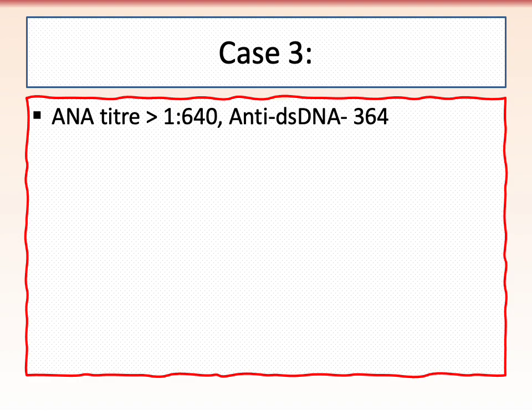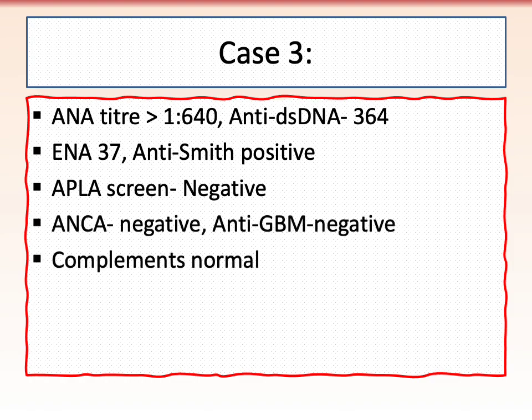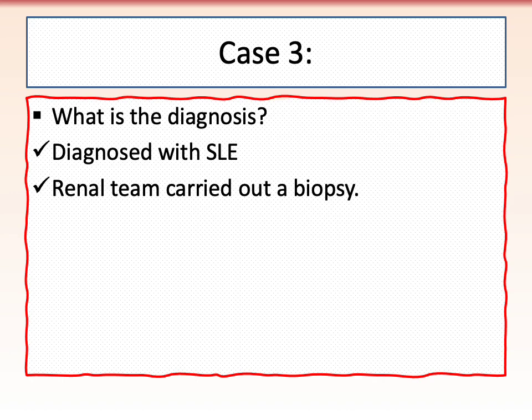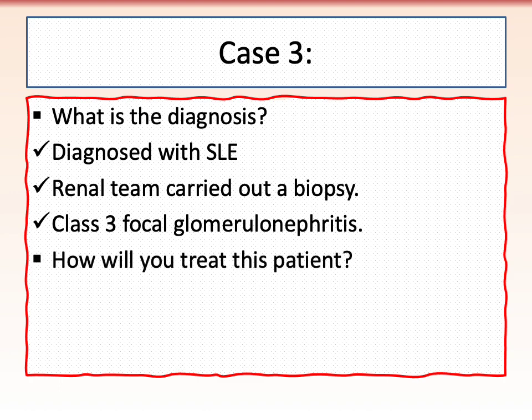ANA anti-dsDNA antibodies were strongly positive. ENA with anti-Smith antibodies were strongly positive. Complement levels were normal. What is the most likely diagnosis? She was diagnosed with SLE, and a renal team performed a kidney biopsy which revealed class 3 focal glomerulonephritis.